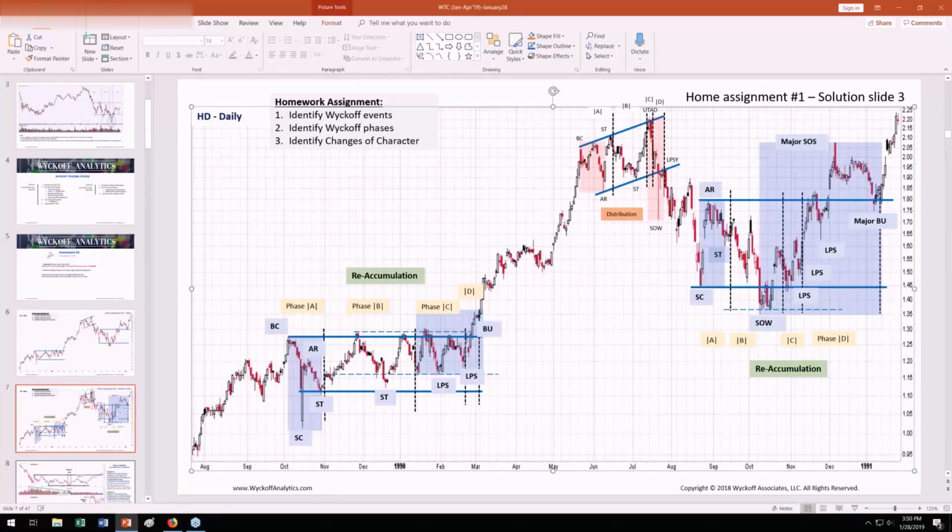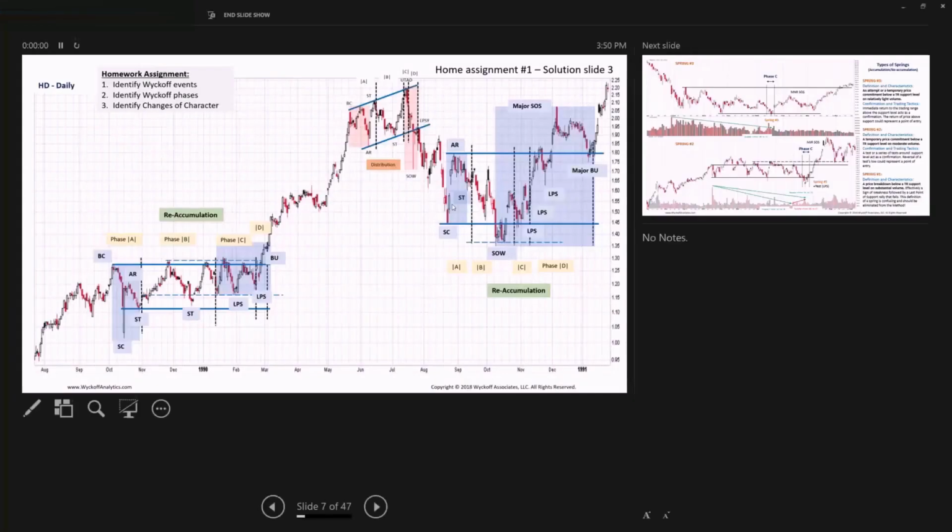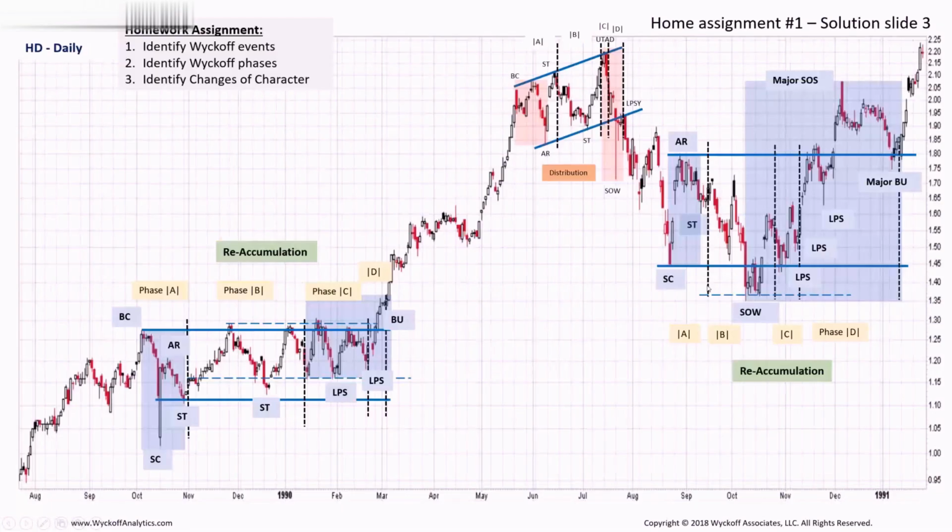How would we mark the small reaction right after the buying climax in the sloping trading range? I think we're talking about the distributional trading range. Let's look at that. How would we label this small reaction? I don't think that we could, or should, label this.